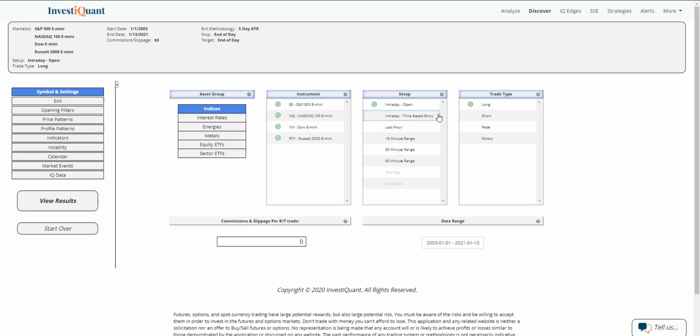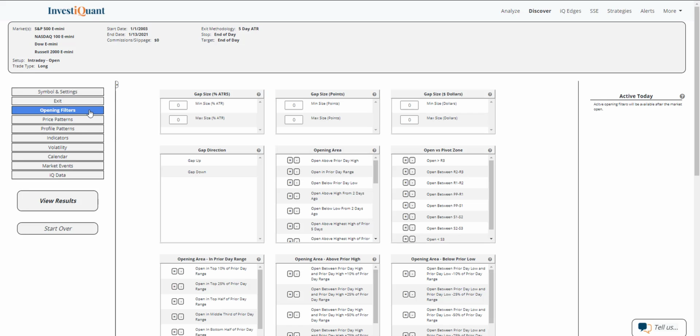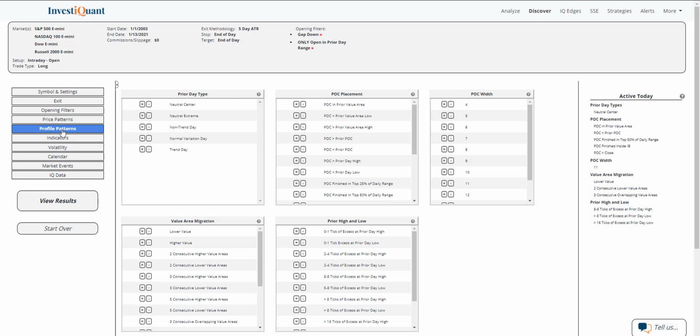So let me go ahead and set this up. We've got all four instruments included here. The opening filter that we're going to be using is going to be based upon gapping down within the prior day range. I'm going to go to this profile pattern section. I'm going to grab this neutral center day type. We've got several different day types that are available within our market profile patterns library here. And this is the very first option here, the neutral center day.